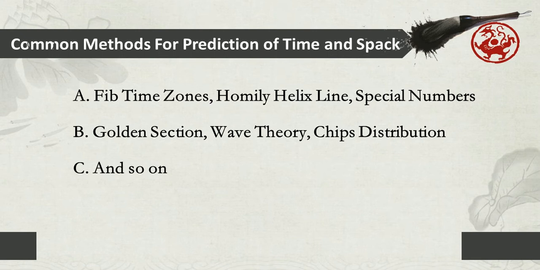Common methods for prediction of time and space. The first one, we can use Fibonacci time zone and the Harmonic helix line special numbers to judge the support and resistance for the market and individual stocks. The second one, golden section and chips distribution. First one, let's see the Fibonacci time zone. How to use this function to judge where is the support and where is the resistance and where is the turning point of the market.